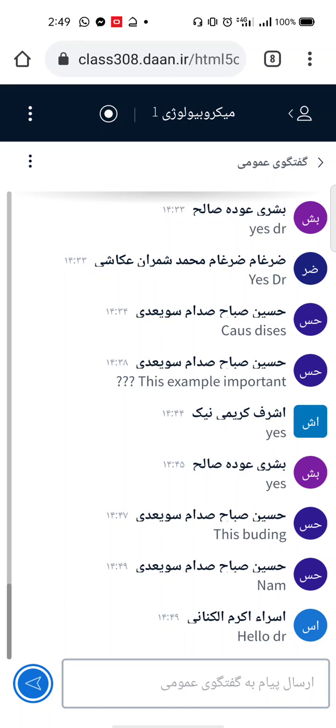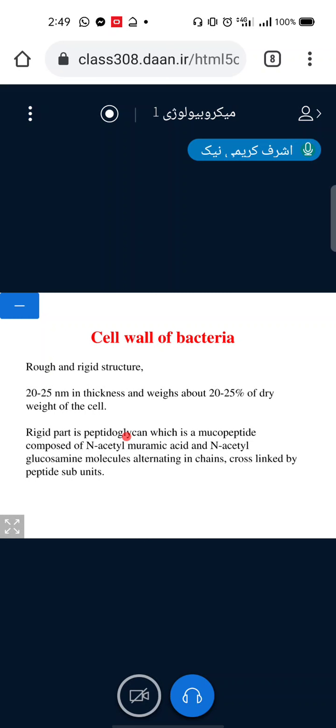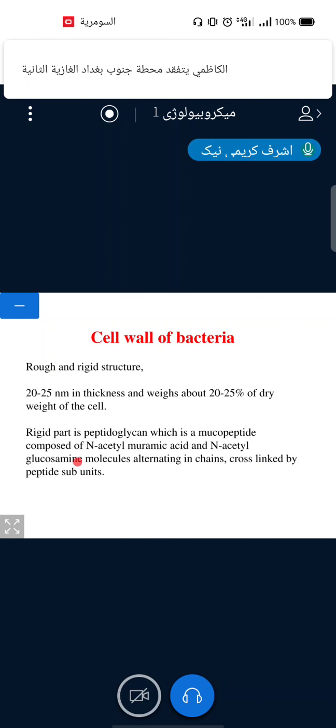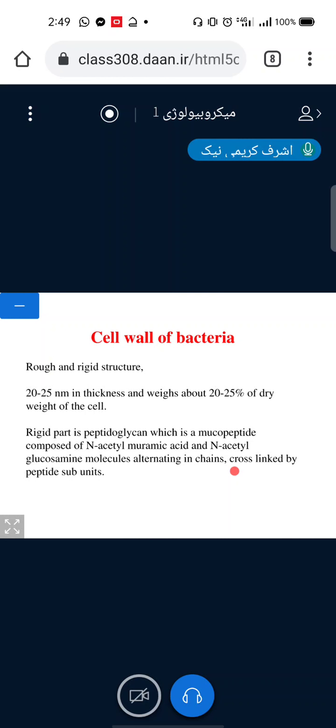Peptidoglycan is a complex molecule. It is composed of two amino sugars, N-acetylmuramic acid and N-acetylglucosamine, and some amino acids and peptide bridges. I will speak about it in the next slides.